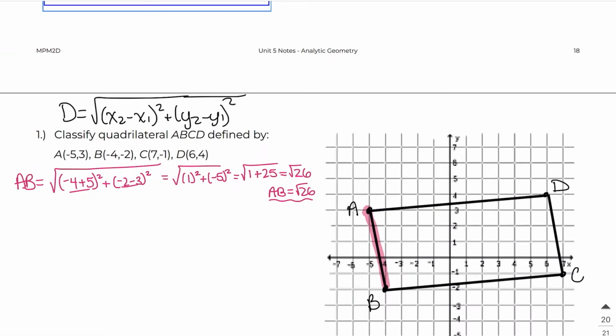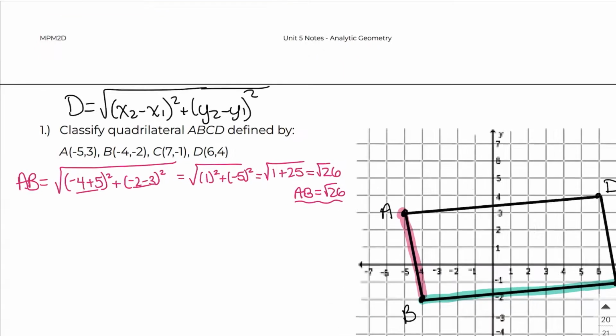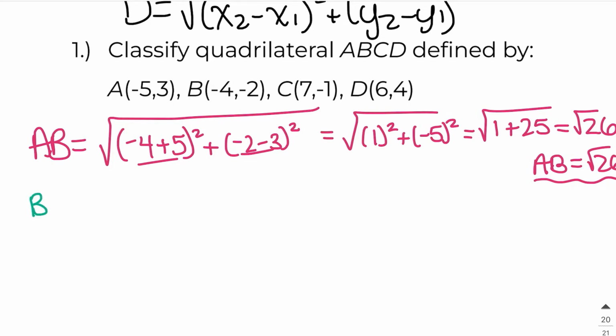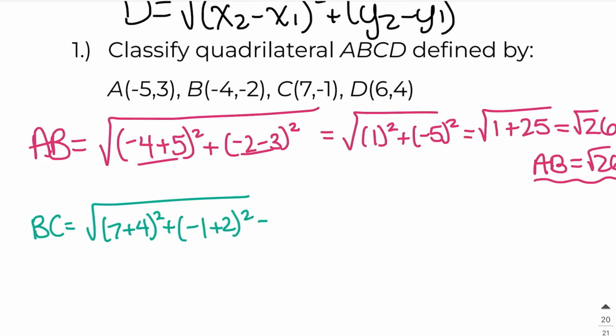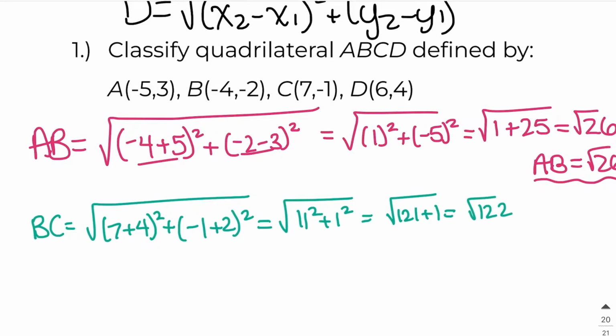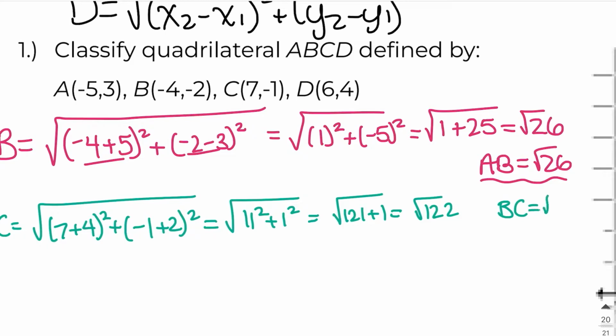All right, next I want to find the next segment in my quadrilateral. The next thing I want to find out is segment BC. So for BC, I'm going to do x2 minus x1, which is 7 minus -4, but the minus and negative becomes a positive, plus y2 minus y1. So I've got -1 plus 2, squared. I end up getting 11 squared plus 1 squared, which is 121 plus 1, which is the square root of 122. So here we can say that BC is equal to the square root of 122.